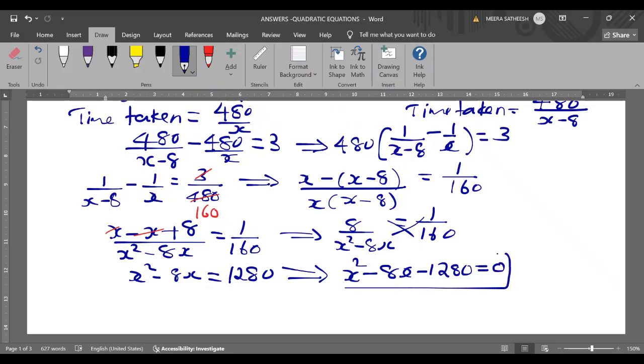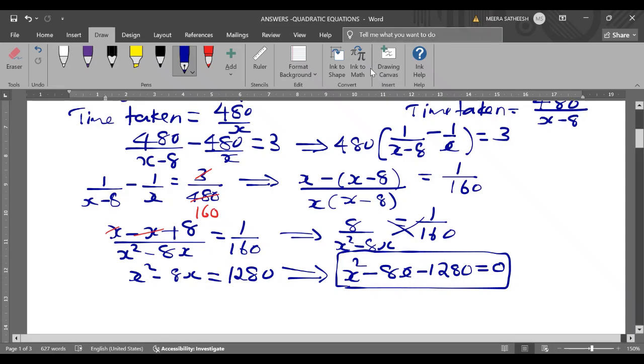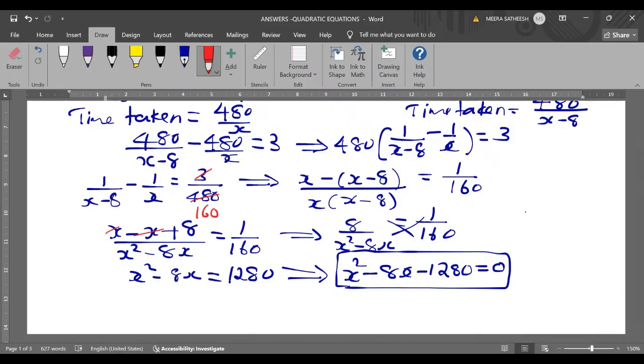So we got our quadratic equation ready. Now you need to solve. So how will you find it? This is the greatest task. You need to find the two numbers whose product is coefficient of x square into constant. What is the condition? Their product should be minus 1280 and the sum is minus 8. This is what we have to get. So since the product is negative, one number is positive, one number is negative, and the difference should be 8.